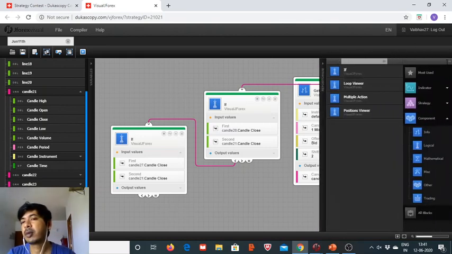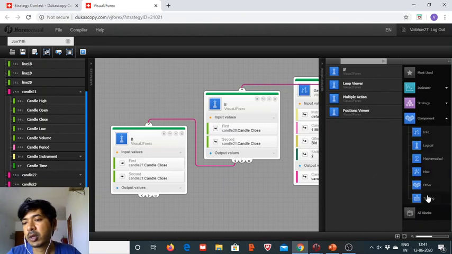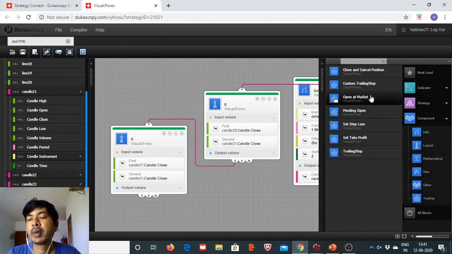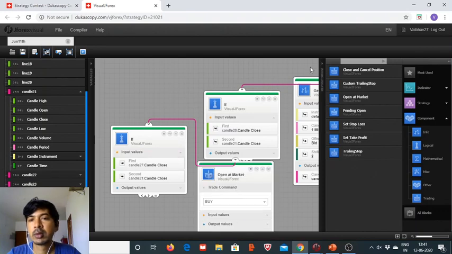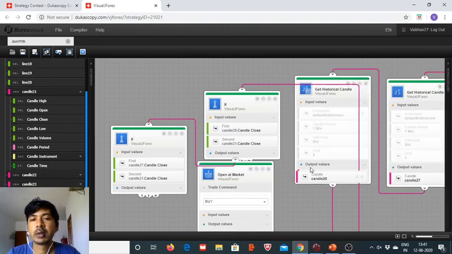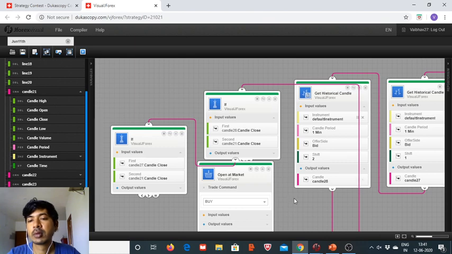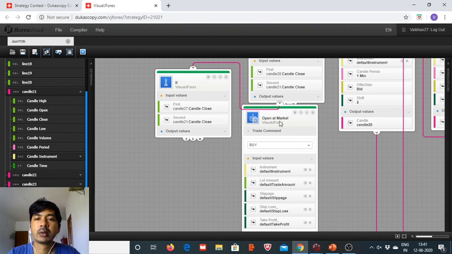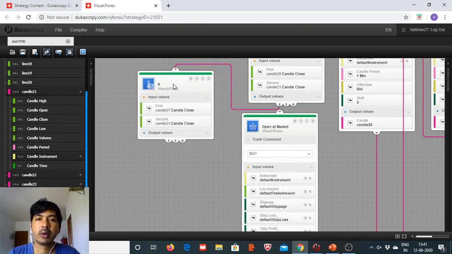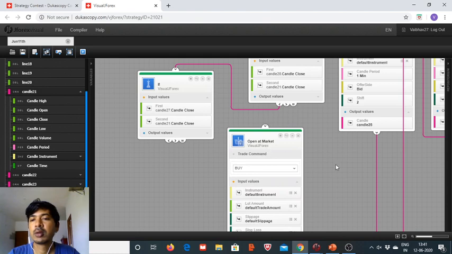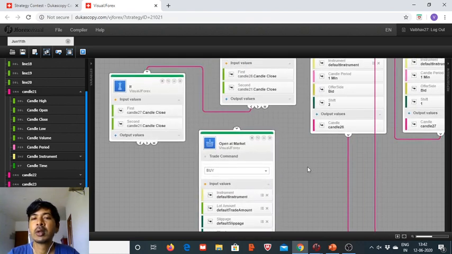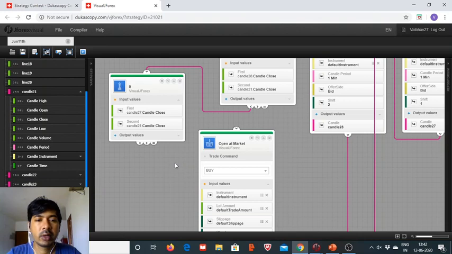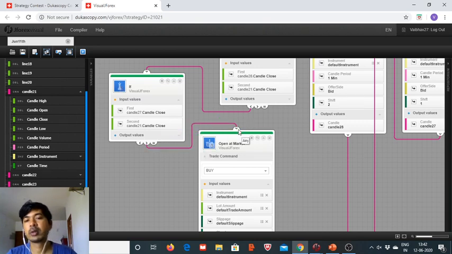And then comes the time to bring the open at market block, and here it, okay, buy side, and we want candle 27 to have closed above candle 21. So we take this first input greater than second input.